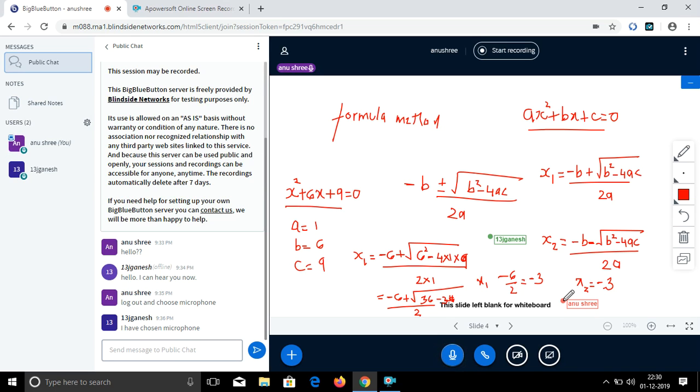So when you're using the formula method, it's the simplest and the most accurate method. You just have to learn the formula for x1 and x2, then take the equation and compare it with the standard form to get a, b, and c. Once you know a, b, and c, put these values in the formula and get the values of x1 and x2. Now you tell me, is this method clear?